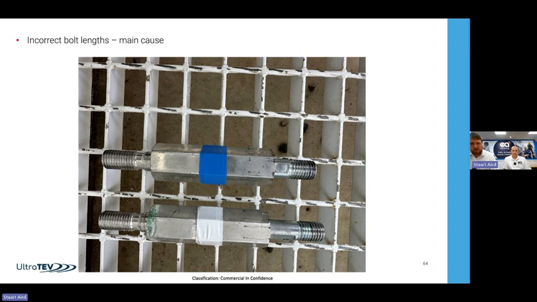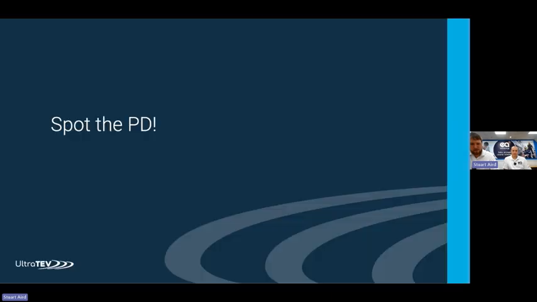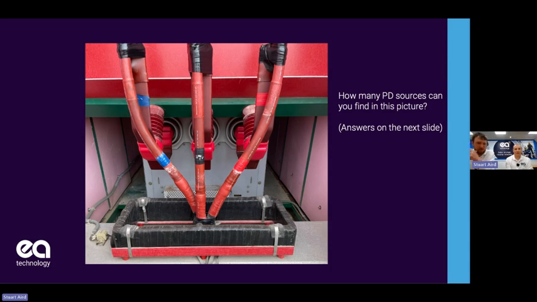There is a quick Christmas challenge for you. Spot the PD. So, a nice cable termination. You'll see evidence of PD activity on the outside of that. Jot down a number next to yourselves, have a quick look. How many different sources of PD can you see?